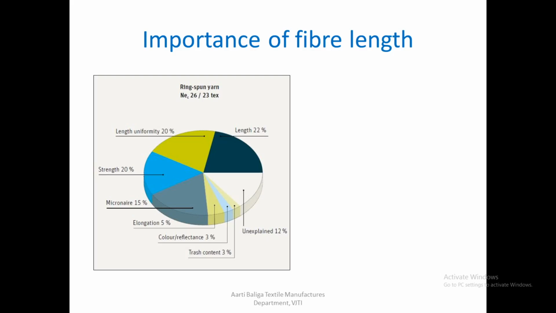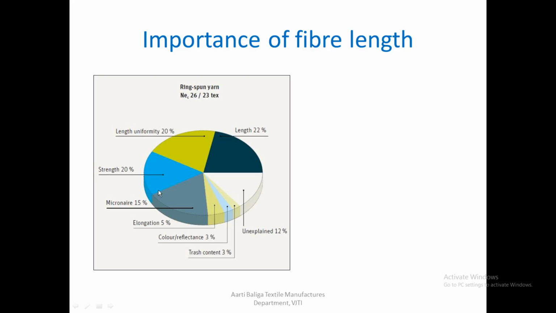Just take a look at this pie chart here. This pie chart gives you the influence of various fiber properties. For example, here there's length uniformity, then there's strength. Micronaire is nothing but fineness. Here there's elongation, trash content, and some factors that are unexplained. All these fiber properties influence the yarn strength. This pie chart represents a small study on a ring spun yarn of 26 English count.